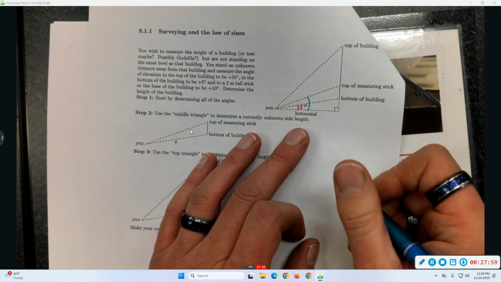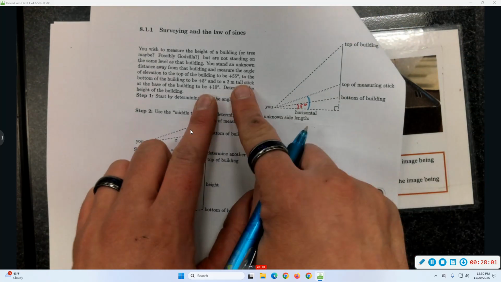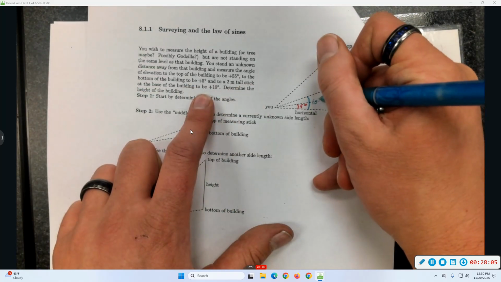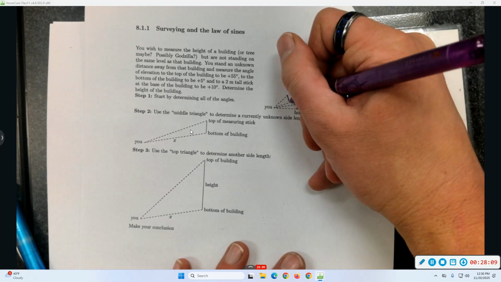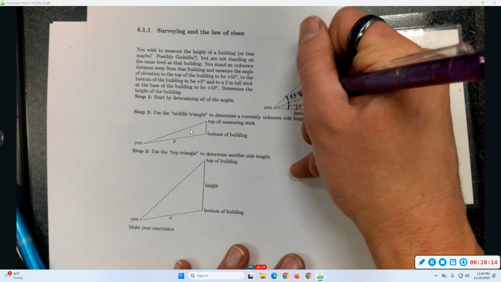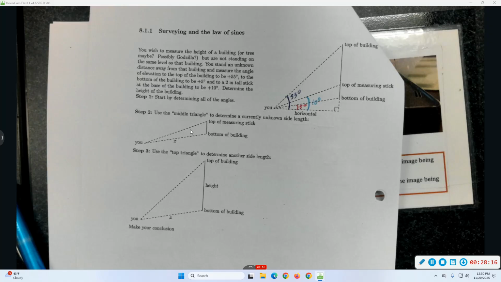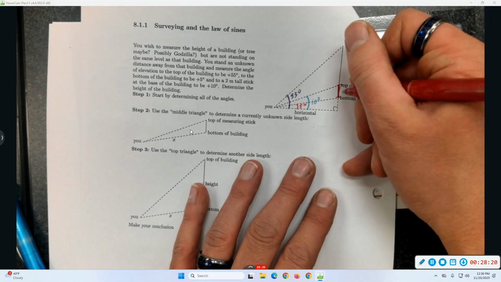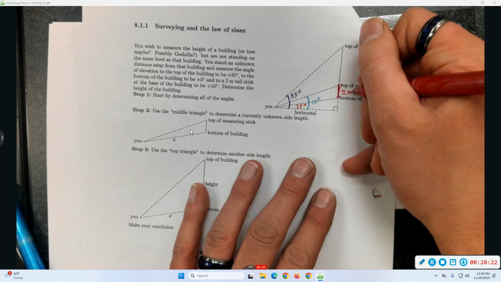That's 10 degrees for the 2 meter tall stick. And then finally, you measure the elevation to the top of Godzilla's head, or the top of the building, and you get 55 degrees. And let's also include one more thing: I know that this length is 2 meters.